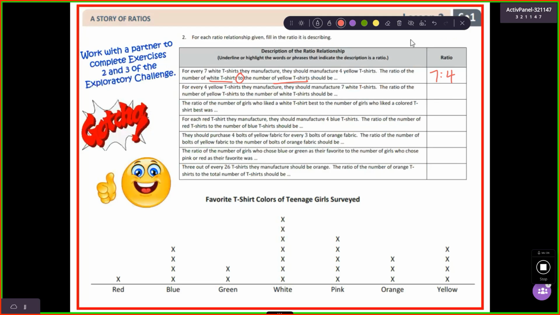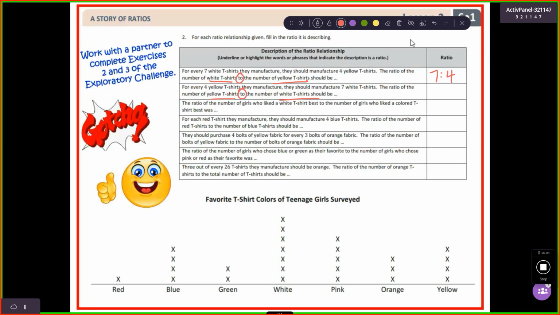Okay, so now my next one, for every 4 yellow T-shirts they manufacture, they should manufacture 7 white T-shirts. The ratio, the number of yellow to white. Do you see how I'm underlining and circling the part to the part? You need to do that. On Mastery Connect, when we start taking computer tests, you need to highlight that part. You need to highlight the word to. You need to highlight the other part, or if it's a whole, okay? So what is yellow to white?